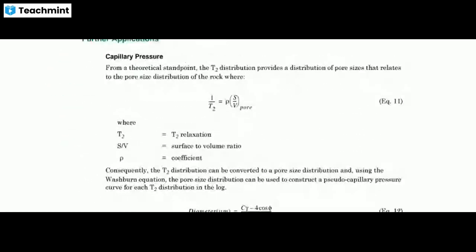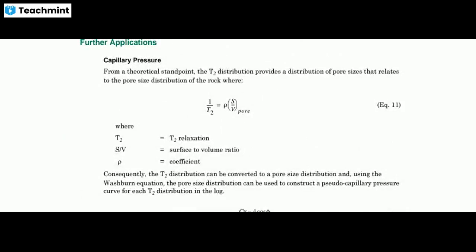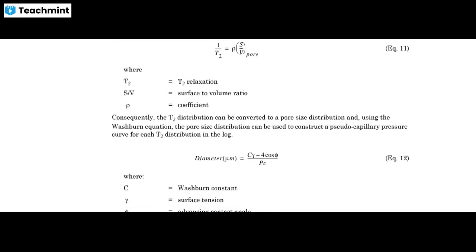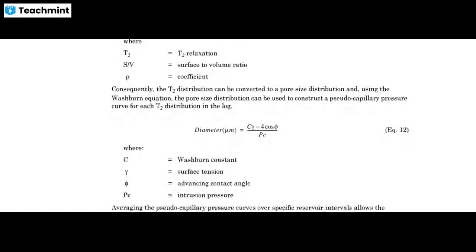So the application of capillary pressure. From a theoretical point of view, the T2 distribution provides the distribution of pore size and relates to the pore size distribution of the rocks. So 1 by T2 equals rho into S by V pore, where T2 is the relaxation time, S by V is the surface to volume ratio, and rho is the surface relaxivity coefficient. And this is the diameter formula.